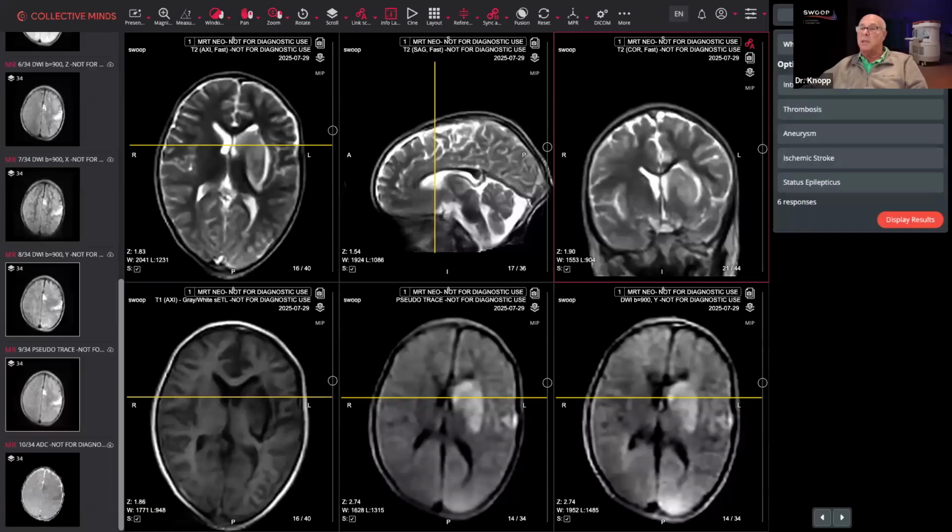So let's look at the questions. And again, most likely diagnosis: intracranial bleeding, thrombosis, aneurysm, ischemic stroke, status epilepticus.